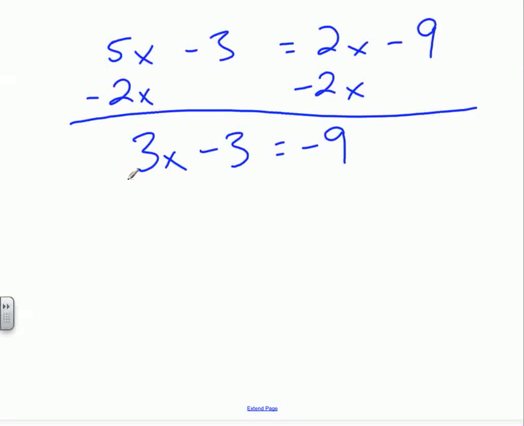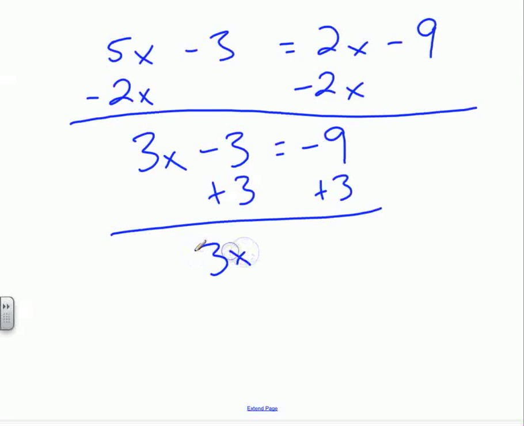Great. Now I'm left with a two-step equation here. Add 3 to both sides. 3x on this side, -6 on this side. Divide both sides by 3. And I'm left with x equaling -2.